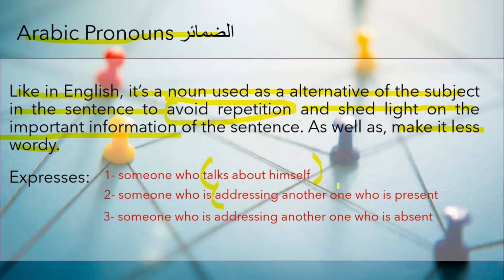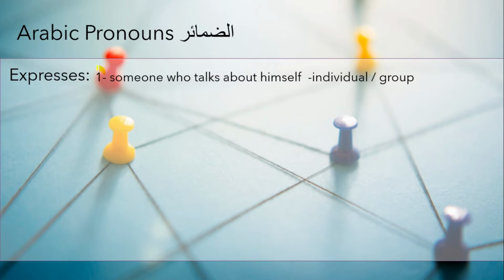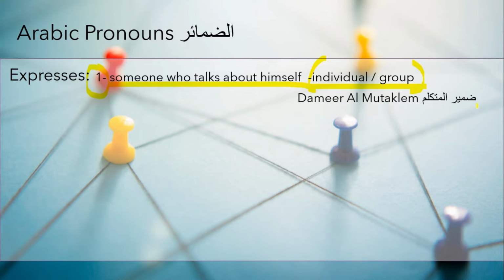So the Arabic pronouns express someone who is talking about himself, someone who is addressing another one who is present, and someone who is addressing another one who is absent. So we will have one by one, and then we will understand all of these three types. Another one means cat, for example, house, man, tree. It doesn't matter. Only masculine and feminine is what matters. So someone who is talking about himself, this includes the individual or group.